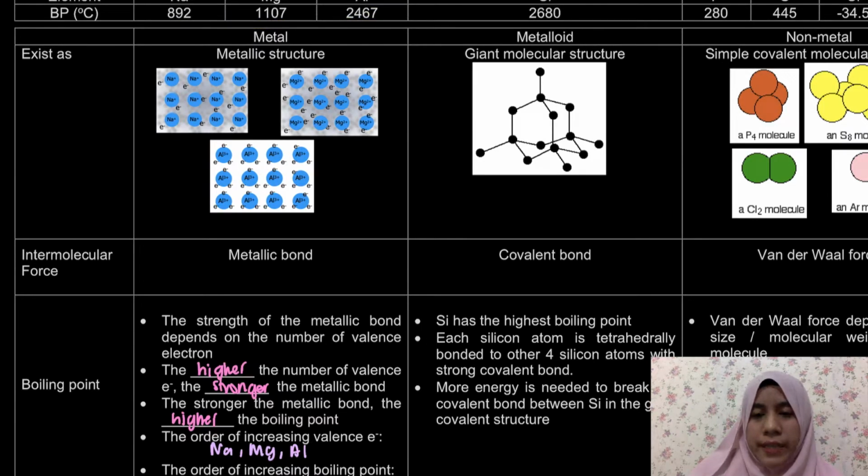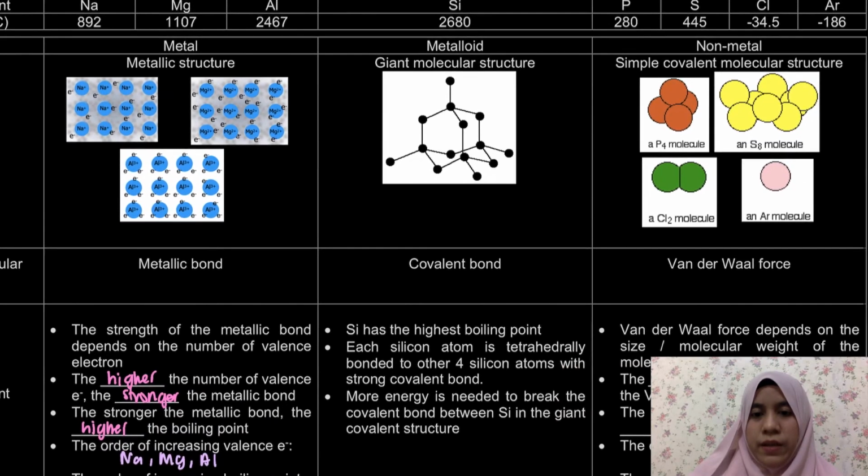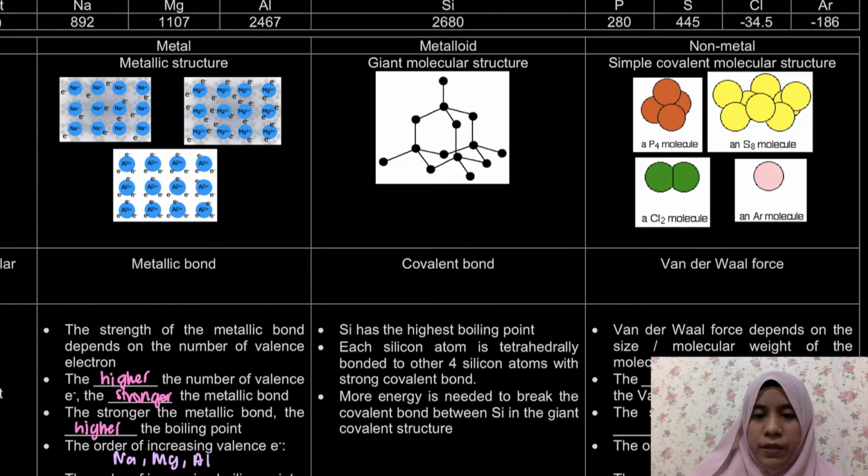Okay, next is silicon. Silicon is a metalloid where it exists as giant molecular structure. So actually, silicon itself has covalent bond. Okay, silicon has the highest boiling point. Why? Each silicon atom is tetrahedrally bonded to other 4 silicon atoms with strong covalent bond. So when we look here, everything is tetrahedrally bonded to other 4 silicon atoms.